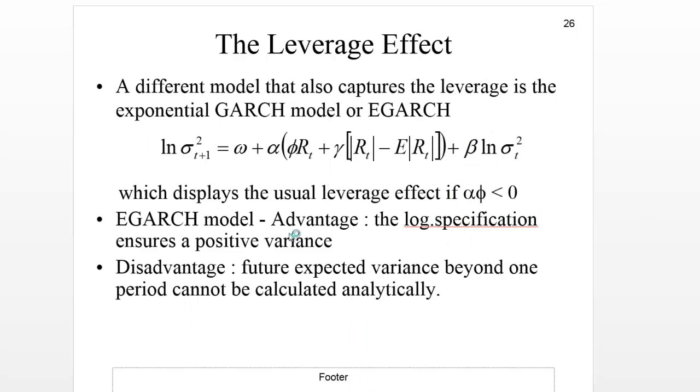And the third model that captures the leverage effect is the E-GARCH. So take some time to actually find out how this model works and why it makes variance higher when the return is negative. And pay close attention to the alpha phi being lower than 1. That's a critical key for this E-GARCH model to capture leverage.